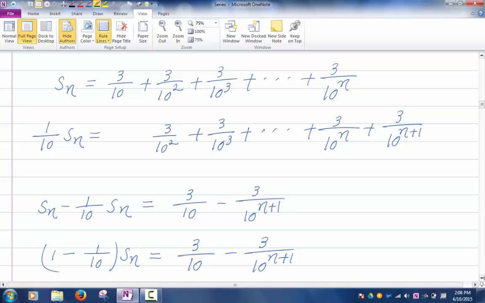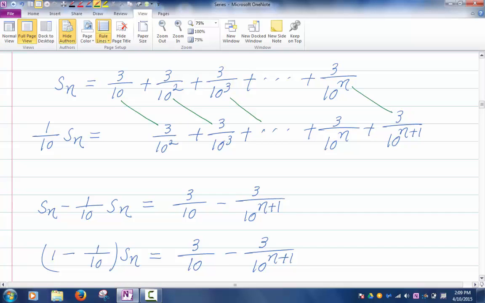3 over 10 cubed. So if you multiply 3 over 10 by 1/10, you get 3 over 10 squared. If you multiply 3 over 10 squared by 1/10, you get 3 over 10 cubed. What are you going to get next? 3 over 10 to the 4. When you multiply this guy by 1/10, you get 3 over 10 to the n plus 1.